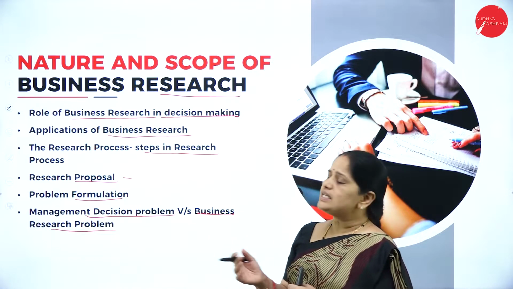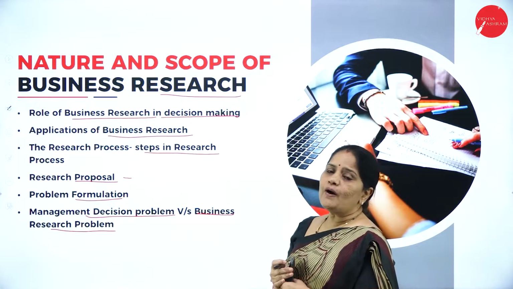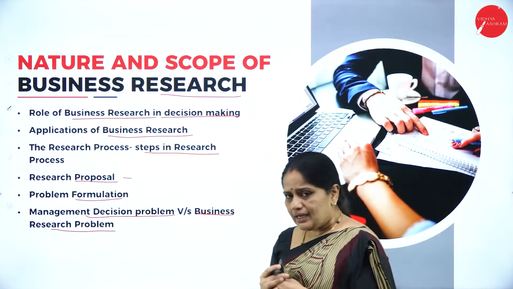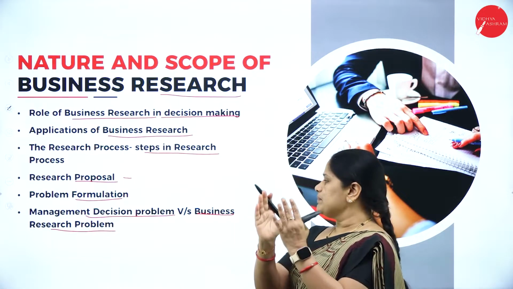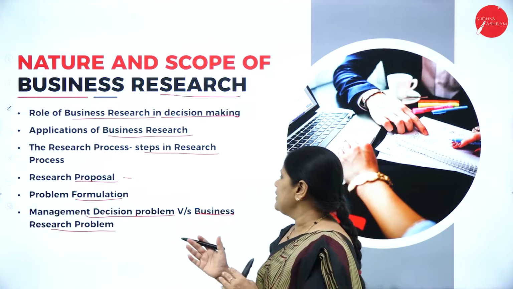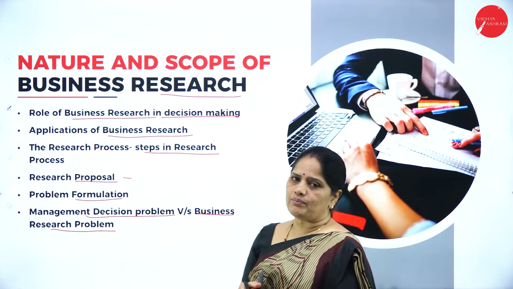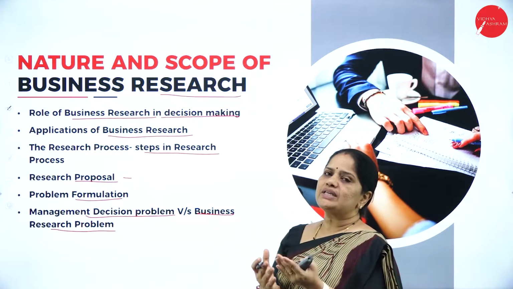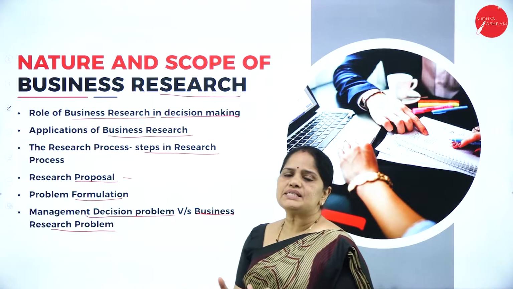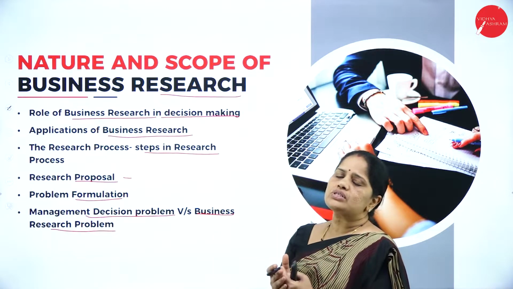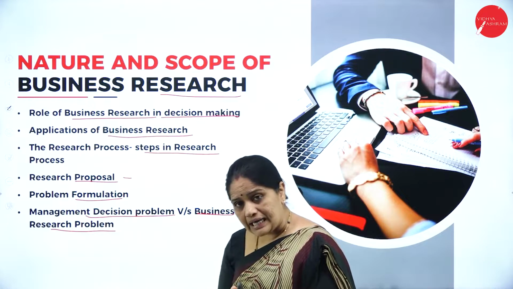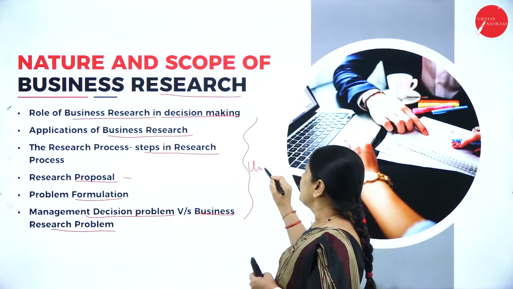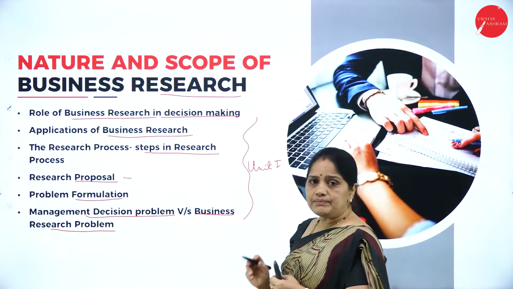Now, what is this management decision problem? The management would have taken a decision, and then we have a comparison between the management decision problem and the business research problem. How do you correlate both? What are the various comparisons between the management decision problem and the business research problem, and how do you resolve the differences and come to a conclusion? All this forms a part of Unit 1 of the BRM subject.